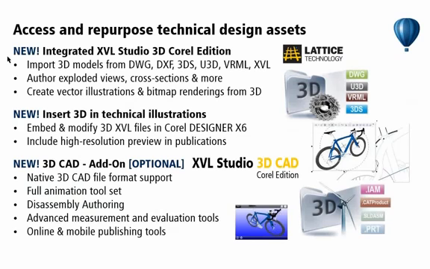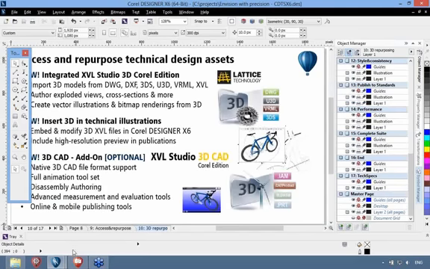Let me start by showing you the XVL Studio 3D Corel Edition application, which is integrated with the CorelDRAW Technical Suite X6. So that's not an extra module, that's an integrated component that you license with CorelDRAW Technical Suite X6. There is an add-on component that comes on top that adds a lot of features, especially for the discrete manufacturing industries and the workflows in there and the file formats that are used in that area. But for those users who want to repurpose 3D files from DWG, U3D, 3D Studio, 3ds, and other file formats, there is an integrated component with CorelDRAW Technical Suite X6, and I'm going to show you this now.